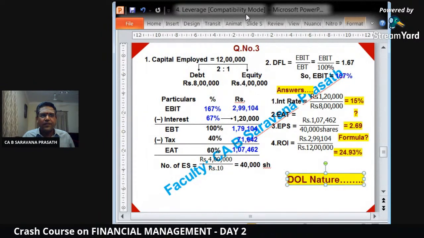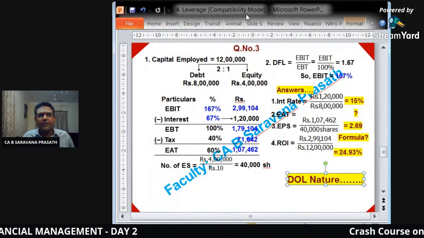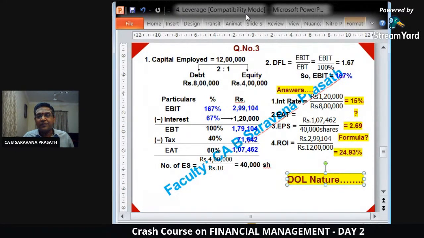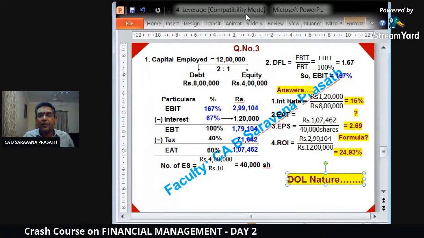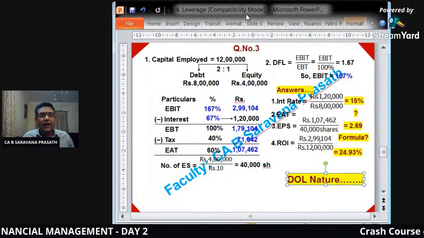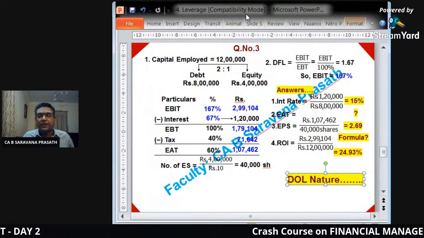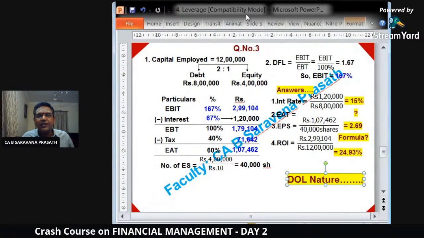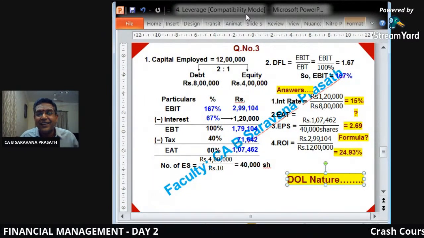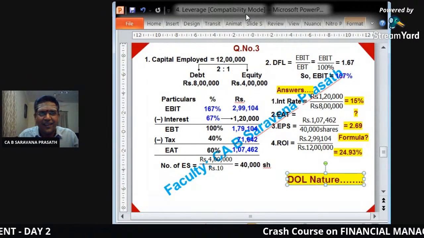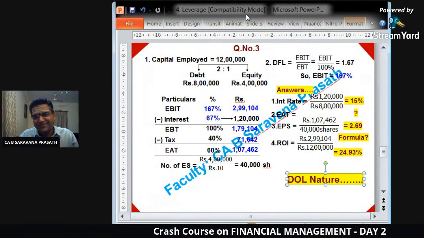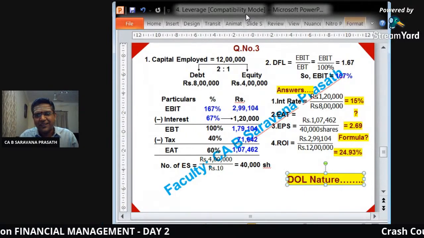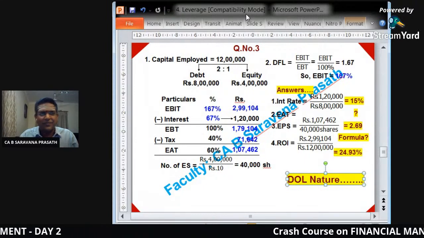In this question, we have learned how to apply the formula for financial leverage. We have also learned the formula for return on capital employed and the formula for EPS. We have also learned that this company is favorably leveraged because return on capital employed is greater than the interest rate on debt. These are all the learning points in this question. Right now, we will learn some more concepts in this chapter before we close it.